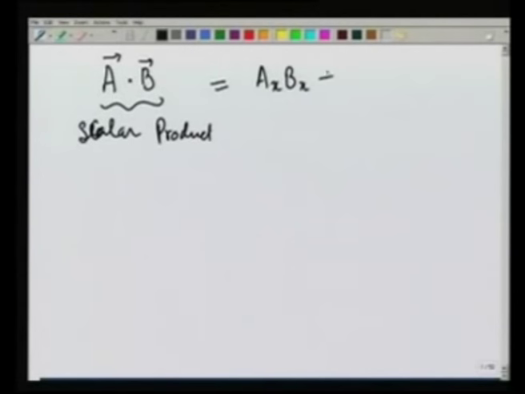In the previous lecture, we had been looking at vectors, in particular how to represent them algebraically. Then we looked at the product of vectors and defined a scalar product, which we wrote as A x b x plus A y b y plus A z b z, and a vector product which gives me a vector A cross B.